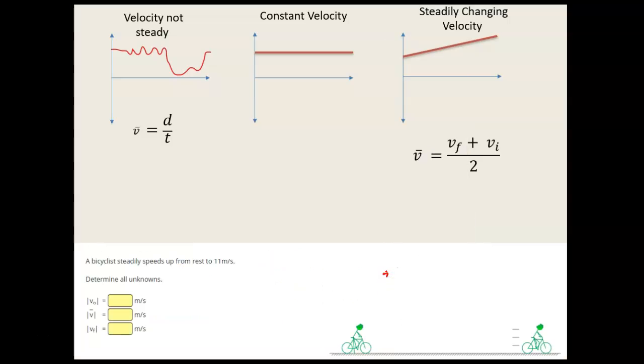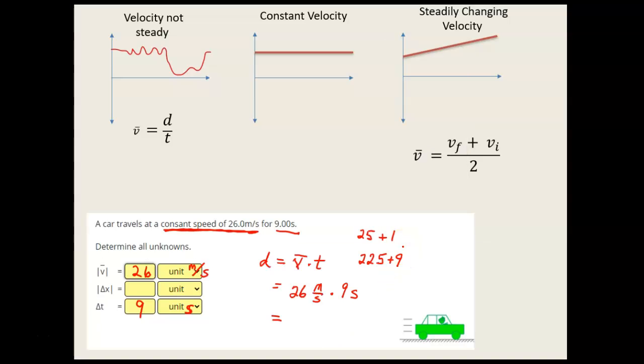So this would give me, oops, what the heck just happened? There we go. This would give me 234. Okay, so 234. Hopefully I did that right. So we plug in 234. What's the units for distance? Meters. And we're done. Okay? So very simple. But what I want you to get in the habit of is what situation am I dealing with? Am I dealing with a constant velocity, steadily changing velocity, or a velocity that is inconsistent?